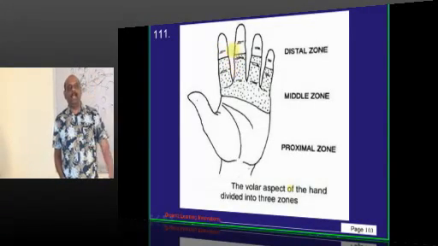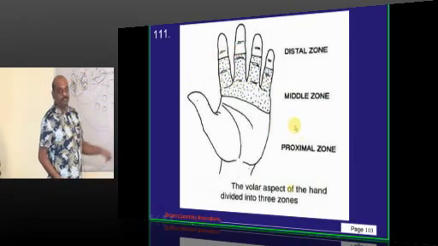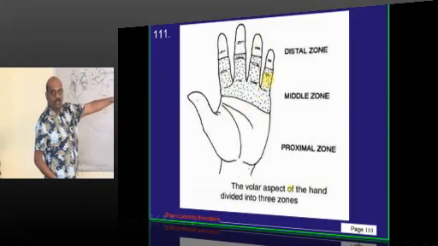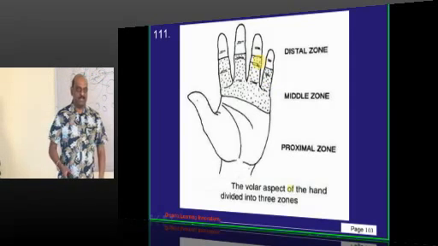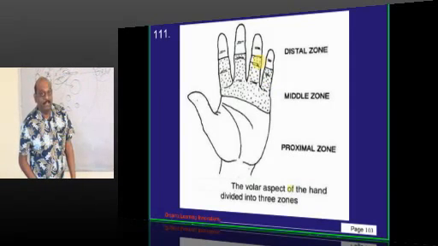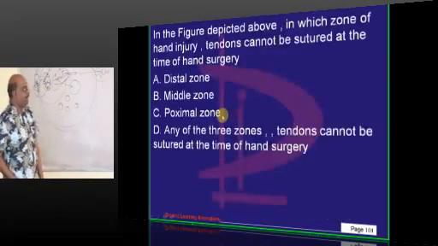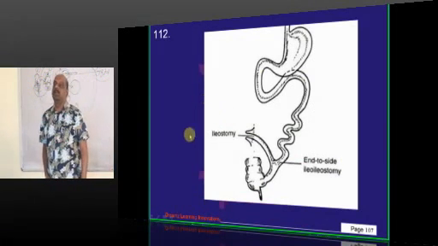Injuries of the hand. We have got zone 1, zone 2, zone 3. So which is the zone? It is the middle zone, which is a difficult zone where the pulleys of the tendons are there for you to repair. That's the reason it is called the no man's zone. Whenever the patient is having a tendinous injury is what needs to be remembered.